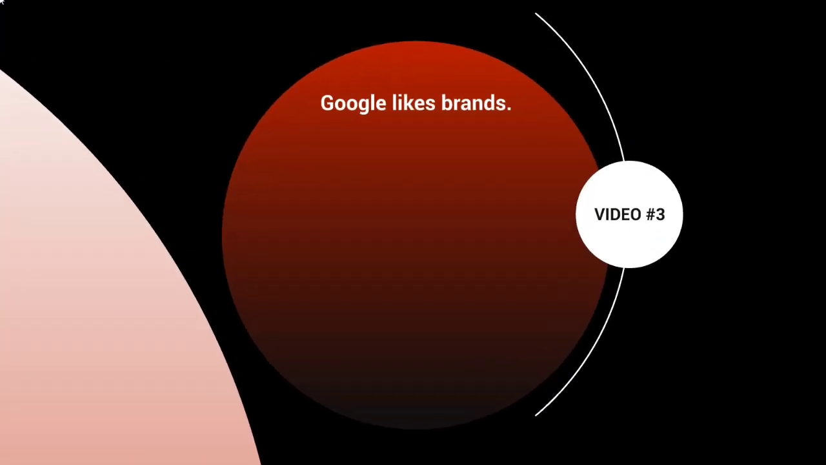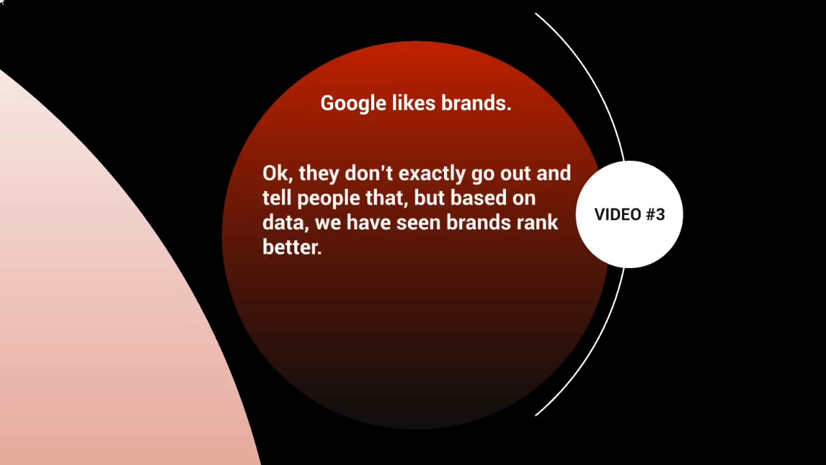Now, we don't know exactly whether this is true or not, but based on the data that we have seen, and based on the data that has not only worked for us, but for many others, Google likes brands. Now, it's not necessarily that they particularly like brands because brands make a lot of money or anything like that, but what we've realized are certain variables that make a brand stand out. So they don't exactly go out and tell people that they like brands, but based on the data that we've seen, we have seen brands rank better.